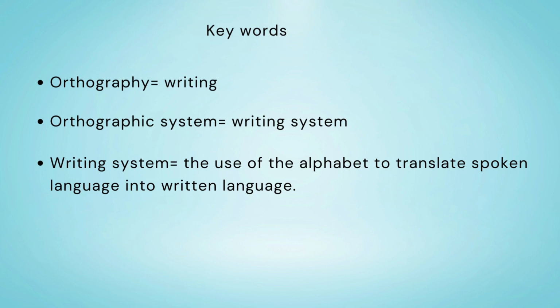We're going to look at a few keywords. We have orthography, which is writing. Orthographic system is a writing system. And a writing system is the use of the alphabet or glyphs to translate spoken language into written language.